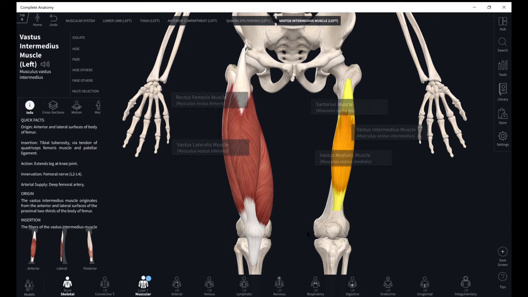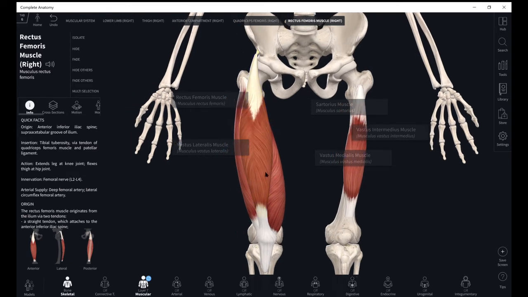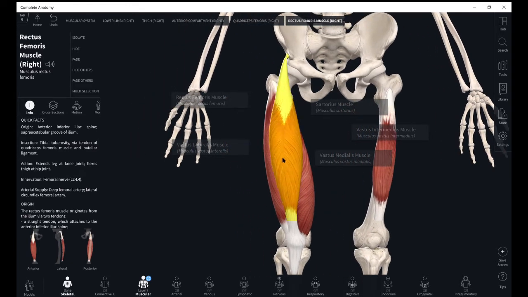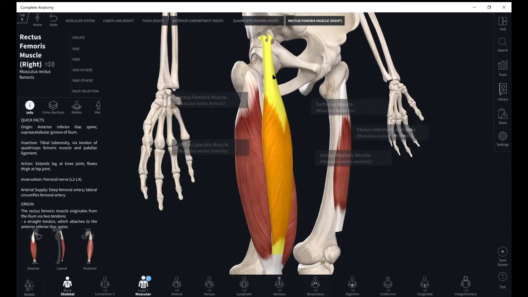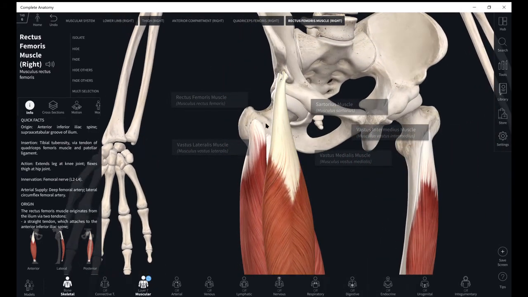It's not demonstrated here, but it's through the quad tendon into the patella, and then ultimately the tibial tubercle through the patellar tendon or the patellar ligament. Its action is extending the leg at the knee joint, and again innervated by femoral nerve L2 through L4. So look next at rectus femoris. Its origin will come up nice and high. It will be on the inferior iliac spine in the supraacetabular groove of the ilium.